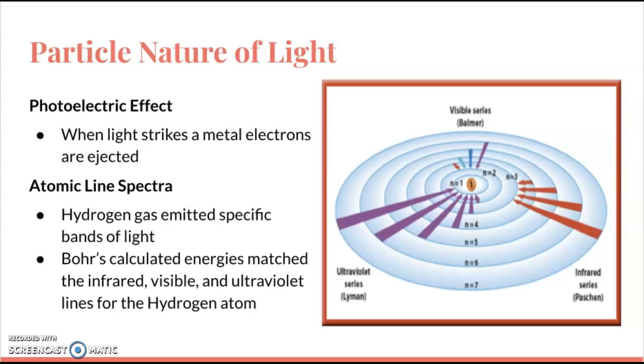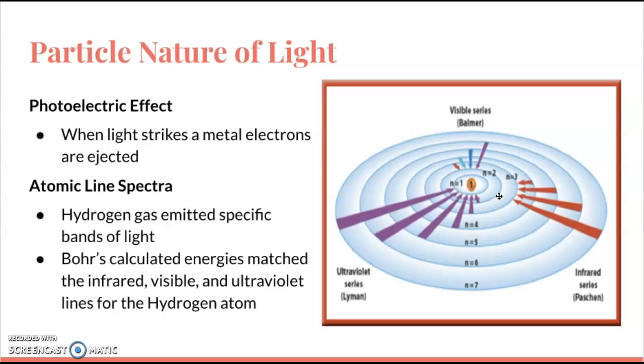The next thing we have is what's called an atomic line spectra, and that means that hydrogen gas emits specific bands of light. So depending on how an electron is moved, there are certain energies that will give you light in the infrared, visible, or ultraviolet spectrums for a hydrogen atom.